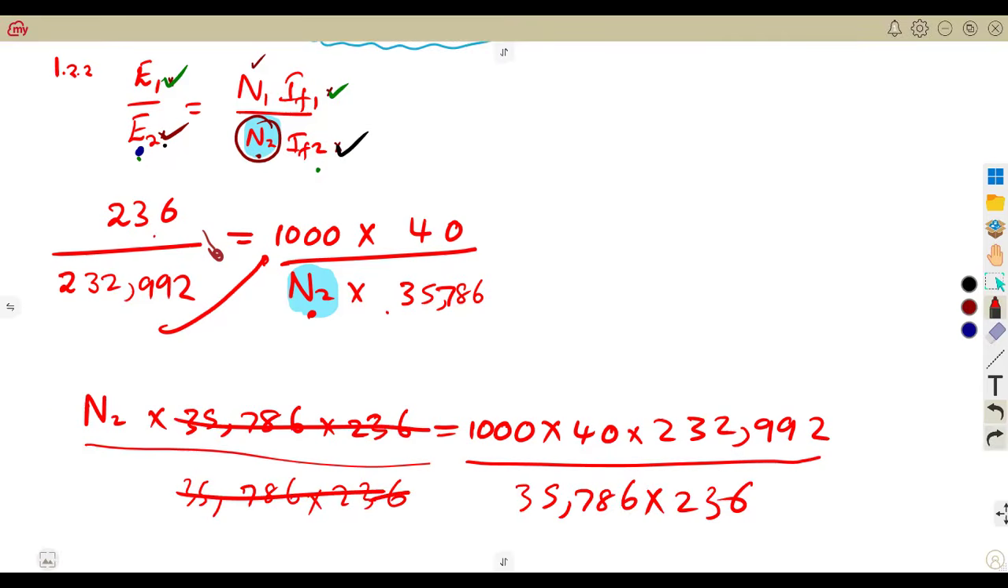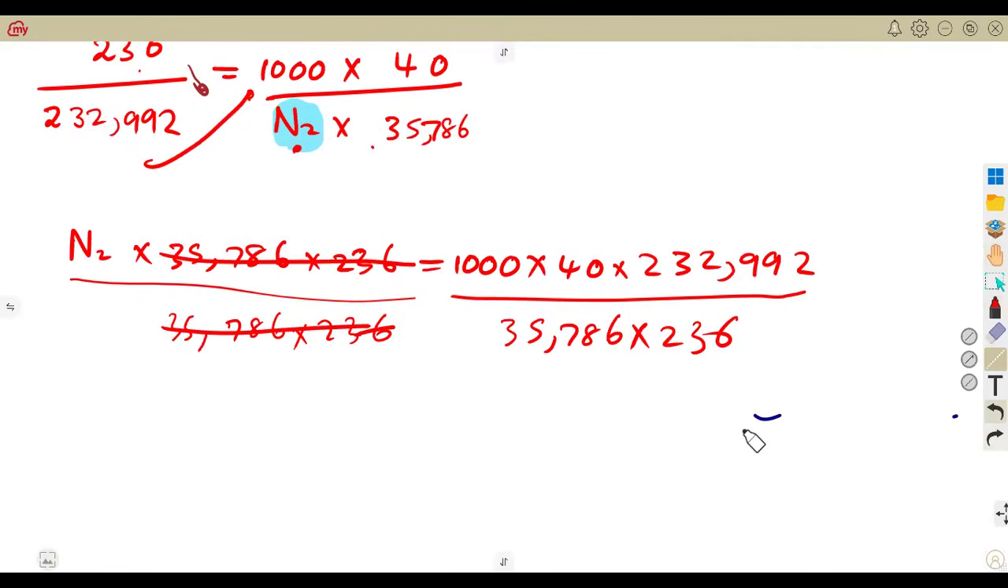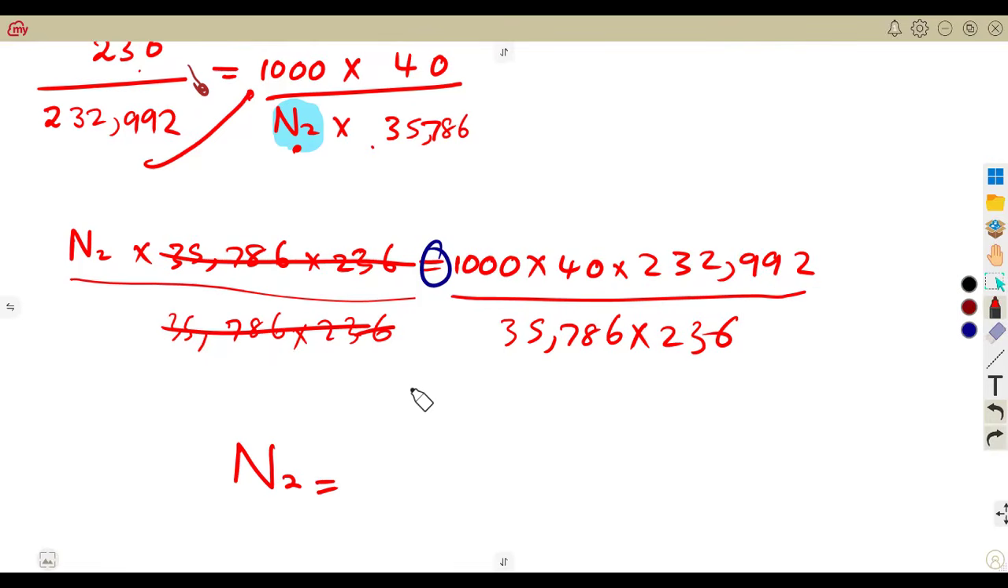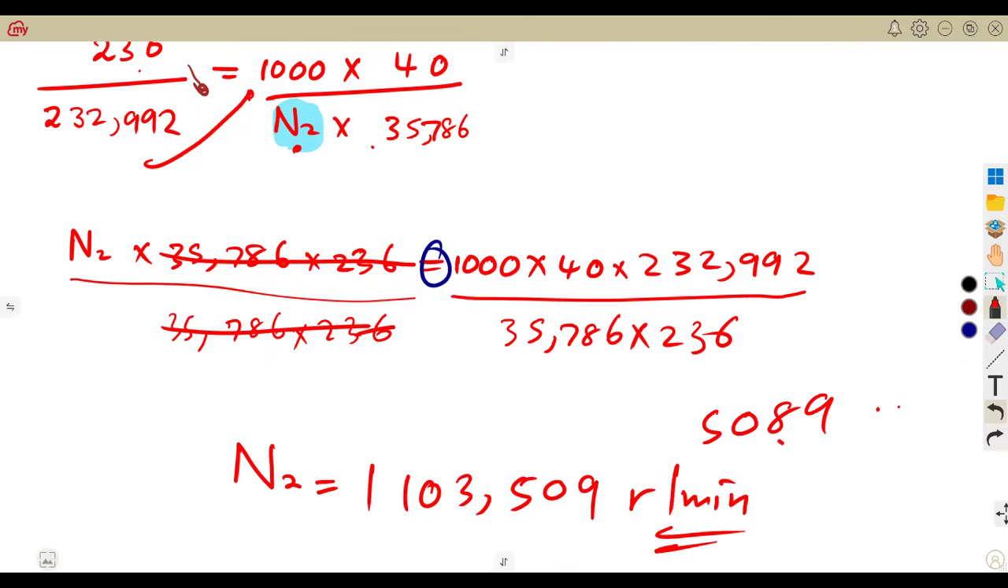You have your N2 speed, the one that you are being asked. So therefore, our speed is equal to this. Simplify everything there. You are going to obtain 1,103.5089. So we're going to change this into 509 revs per minute. This is the speed in revolutions per minute.